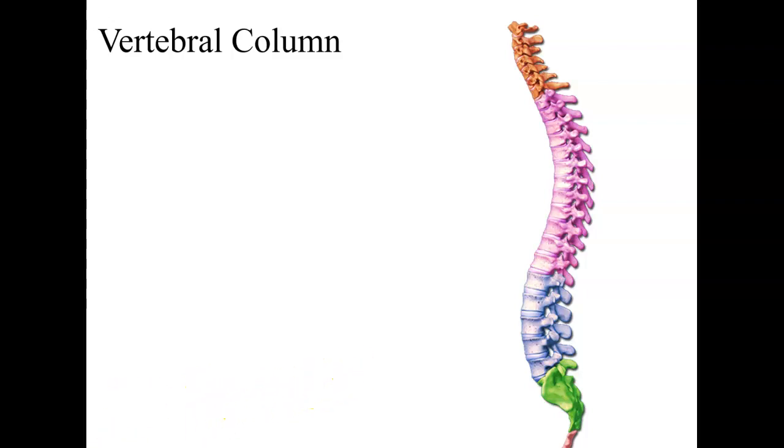Next, we'll go ahead and talk about the vertebral column. The vertebral column, from at least a lateral view, you can see has these little S-curves in it. We do have the cervical curve, the thoracic curve, the lumbar curve, and then the sacral curvature as well. These curvatures give our body, our vertebral column, flexibility when we're walking.